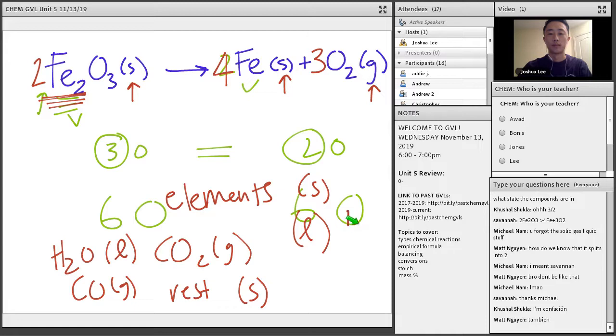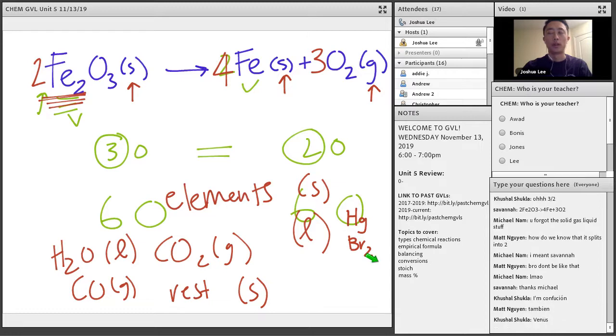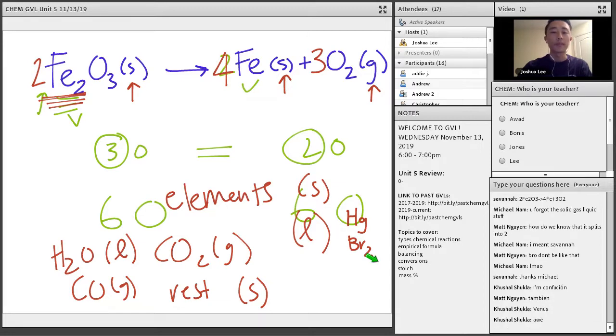One's a metal, mercury, and then bromine. Those two are liquids at room temperature. Then the gases are your group 18, noble gases, and then F2, O2, N2, CO2. Those are the gases.